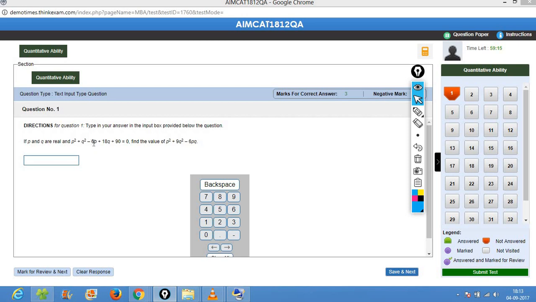Let's see. If I take 6P as 2 into AB form, so minus 2AB form, it should be A minus B whole square, right? So let's make it 2 into 3P, so P minus 3 whole square. So P minus 3 whole square, let me write down here. So it would be P minus 3 whole square plus, next for the 18Q, Q plus 9 whole square, right?